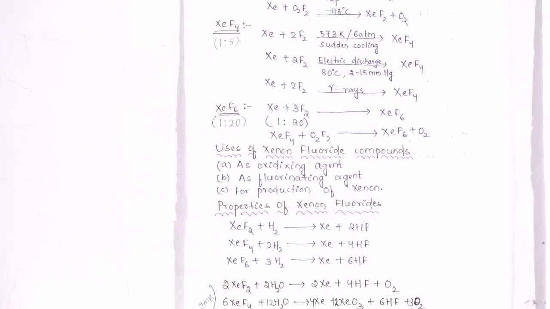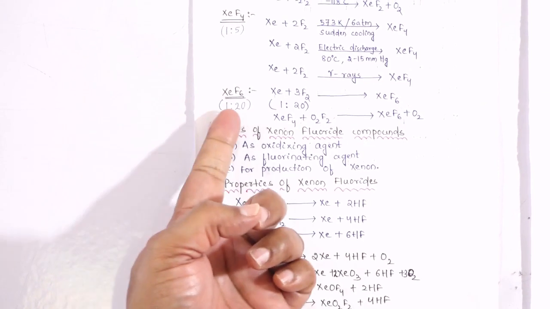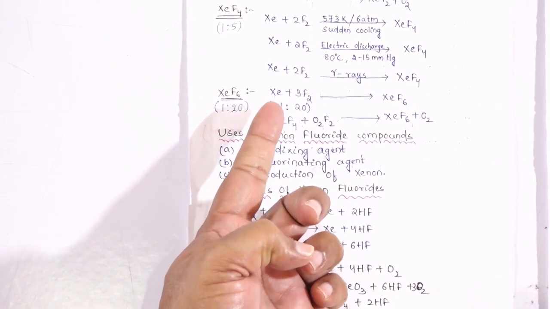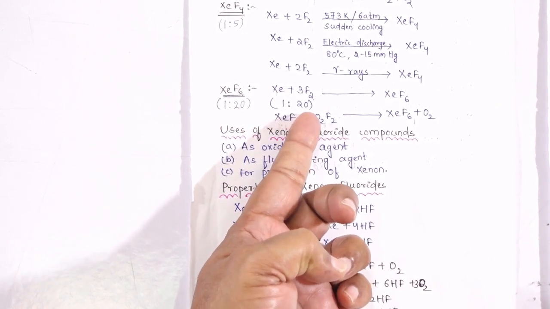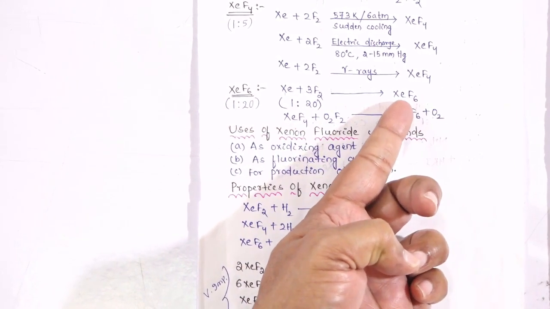Next, the method of preparation of xenon hexafluoride. Xenon hexafluoride is prepared by taking xenon and fluorine in the ratio of 1:20. So there is the formation of xenon hexafluoride.